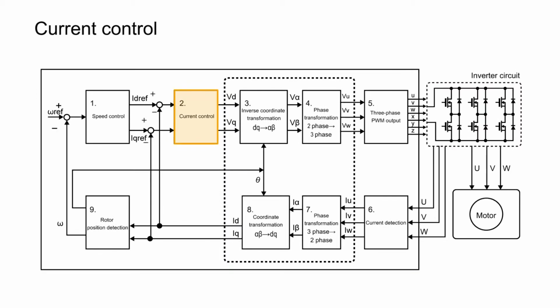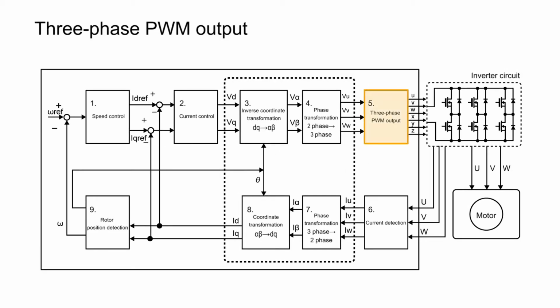In current control, output voltages for the magnetic field component, Vd, and the torque component, Vq, are determined based on the deviation between the actual current, Id, of the magnetic component and the target current, ID_ref, of the magnetic component, and the actual current, Iq, of the torque component and the target current of the torque component. PI control is one of the methods used.